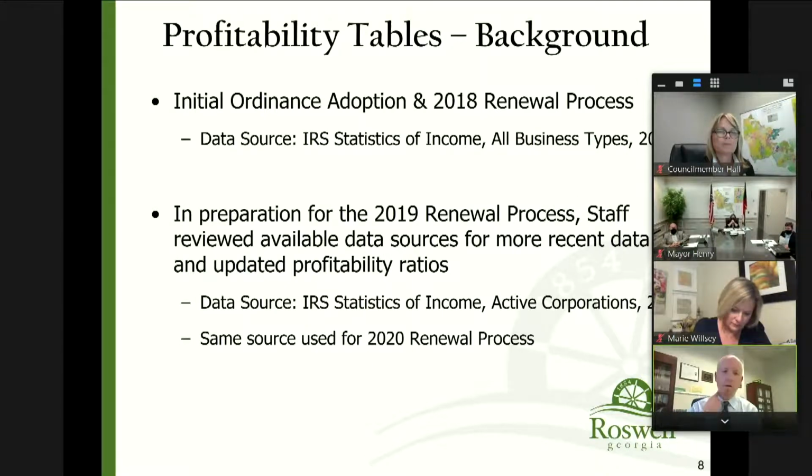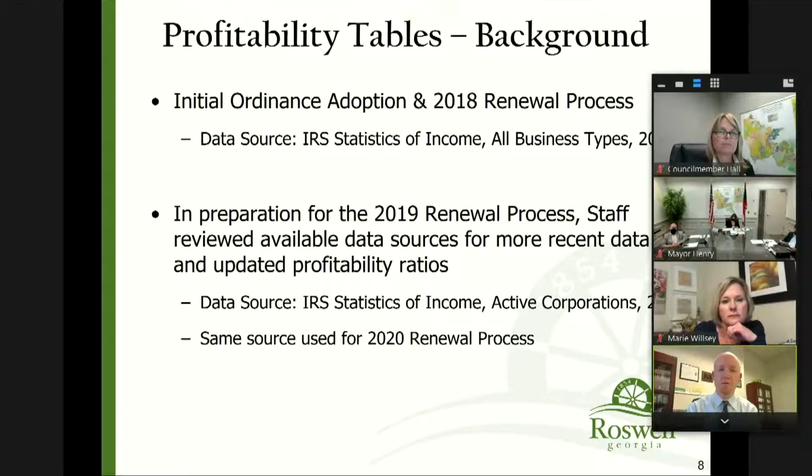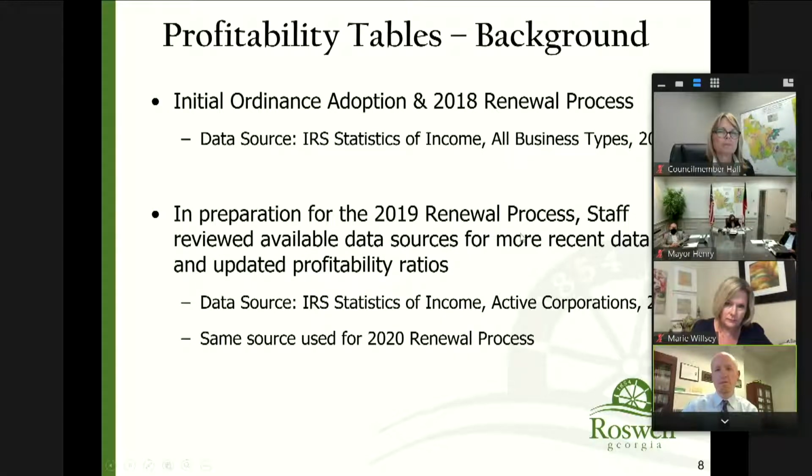As we moved into subsequent years, in preparation for the 2019 renewal process, staff did review available data sources to see if more recent data was available. And we did find that recent data. It was a different table. It was still IRS Statistics of Income, but as you can see here, instead of all business types, the table that was utilized was active corporations, which is really a subset of this table here.